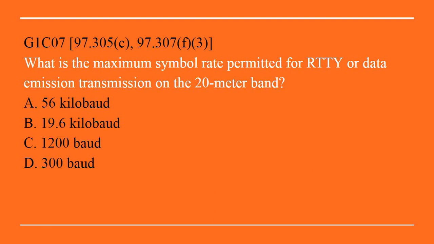G1C07, what is the maximum symbol rate permitted for RTTY or data emission transmission on the 20 meter band? A. 56 kilobaud. B. 19.6 kilobaud. C. 1200 baud. Or D. 300 baud. Correct answer D. 300 baud.